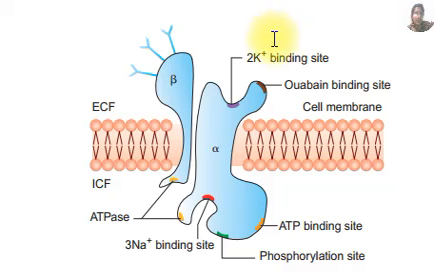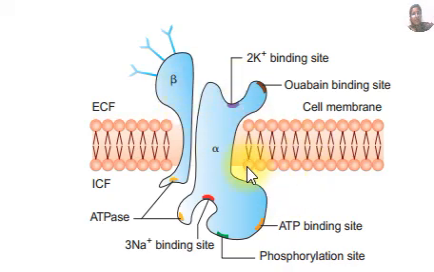And this pump is responsible for maintaining the sodium potassium concentration difference across the cell membrane, and for establishing the negative electrical potential inside the cell. And now, what is the structure of sodium potassium pump? This is the structure of sodium potassium pump.